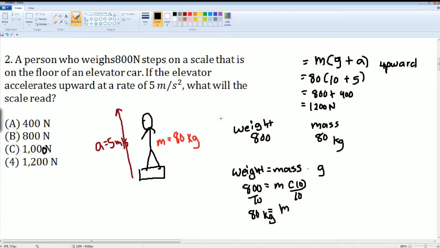Okay. Why? Because originally there is this force of weight, which is 800 newtons, and you're adding 400 more. This 400 is caused by the additional acceleration upwards. Okay.